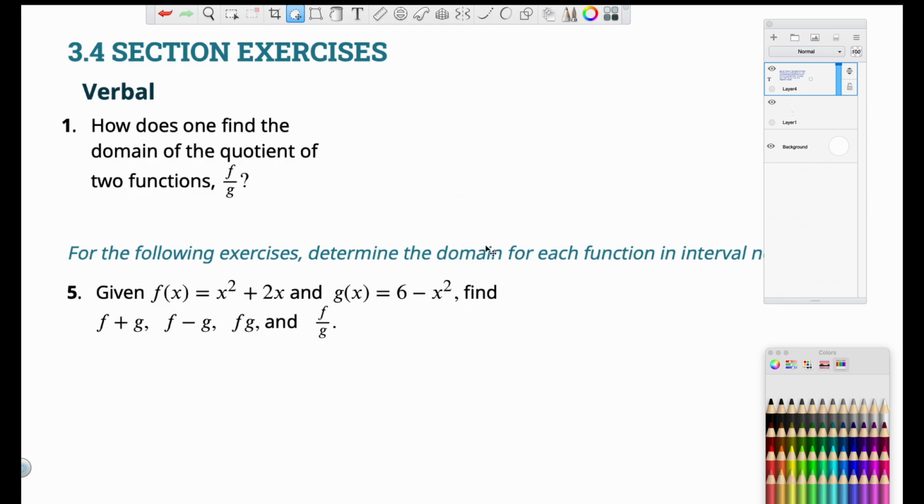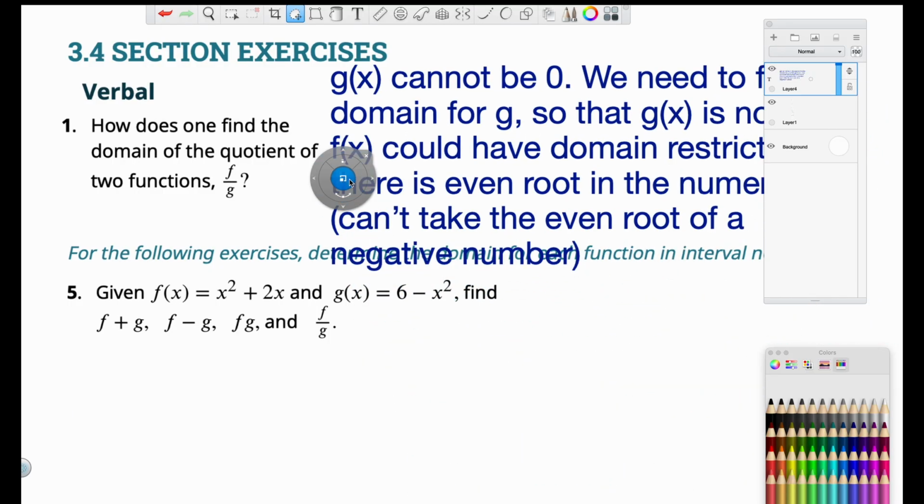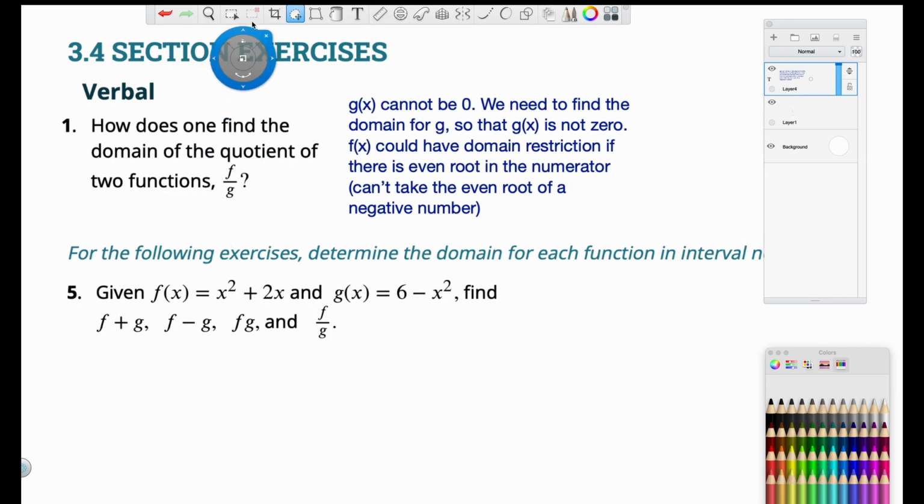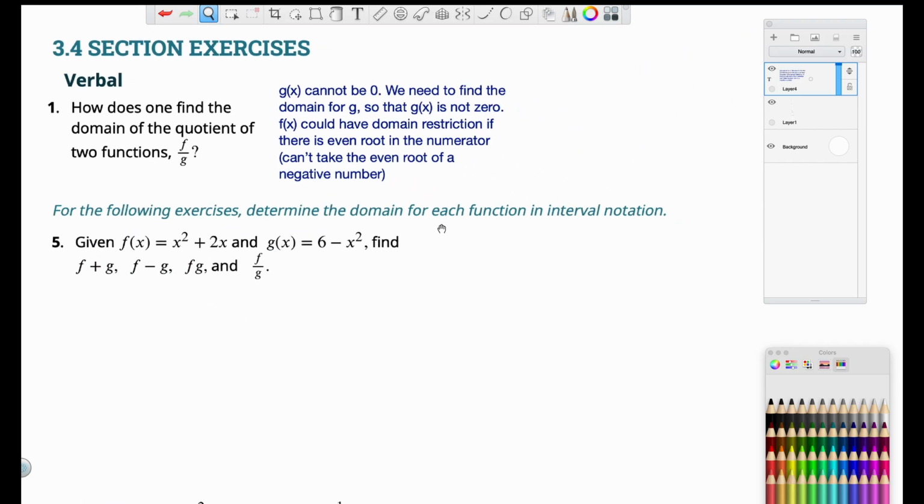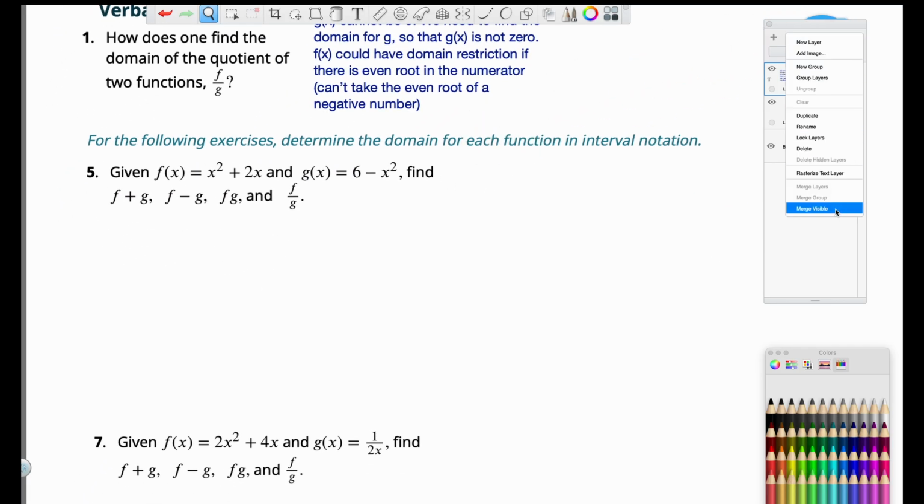Okay, so it's going to take me an eternity to move this up. Here we go. Okay. For the following exercises, determine the domain of each function in interval notation.